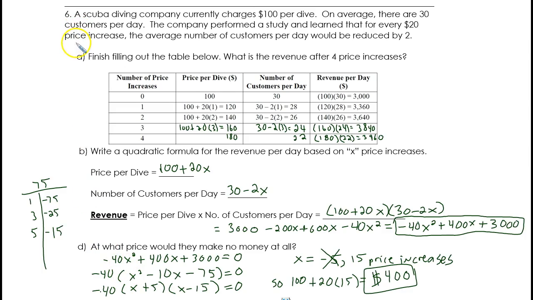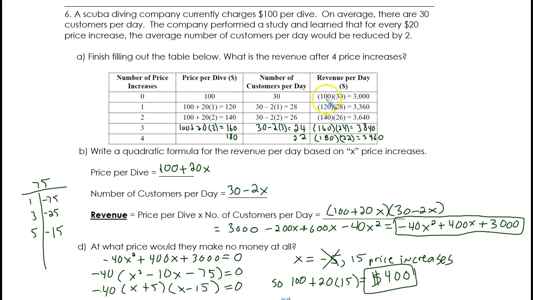So for this last question, number 6, I just went ahead and worked it out, and we're just going to talk about it really quickly because this video is shaping up to be a very, very long one. So what we have here is a scuba diving company that's charging $100 per day, and they've done some research and they realized that for each additional $20 that they charge people for a dive, then the average number of customers per day is going to be reduced by 2.